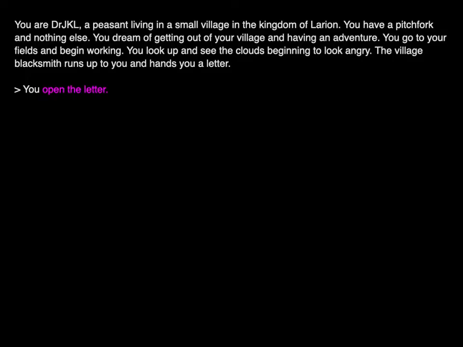Let's look at my example. You are Dr. JKL, a peasant living in a small village in the kingdom of Larian. You have a pitchfork and nothing else. You dream of getting out of your village and having an adventure. You go to your fields to begin working. You look up and see the clouds beginning to look angry. The village blacksmith runs up to you and hands you a letter.